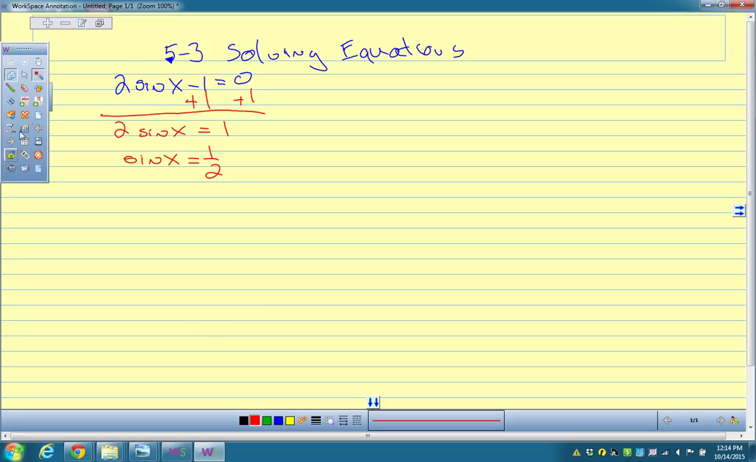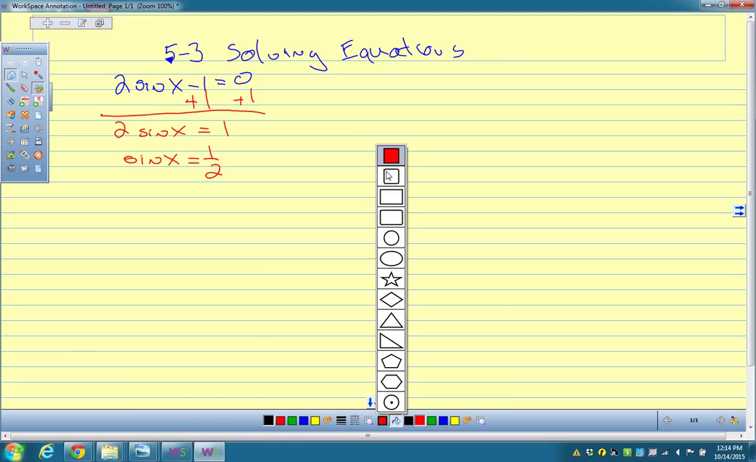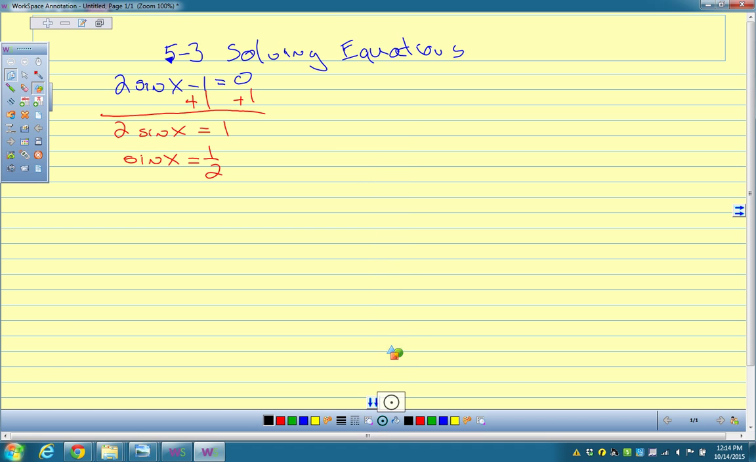Where's my unit circle? Is this my unit circle? Unit circle, unit circle. That's not a circle. This is a circle. Circles look like this, okay?